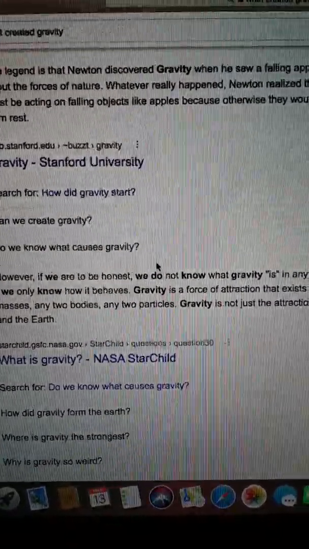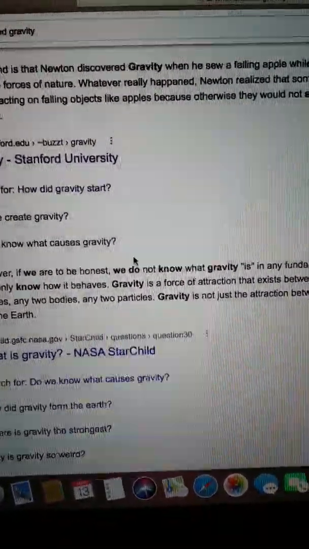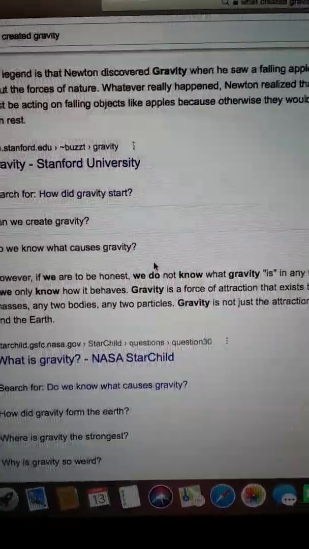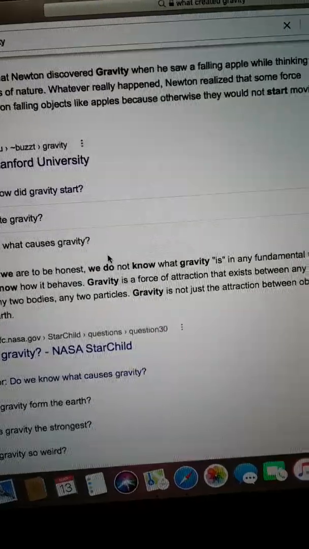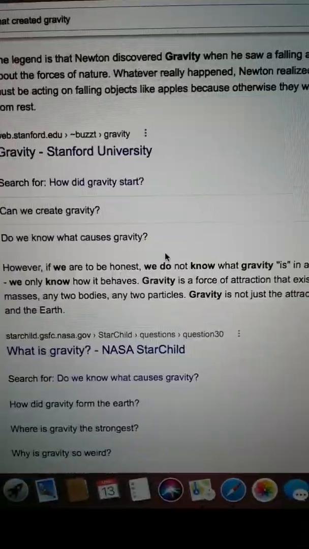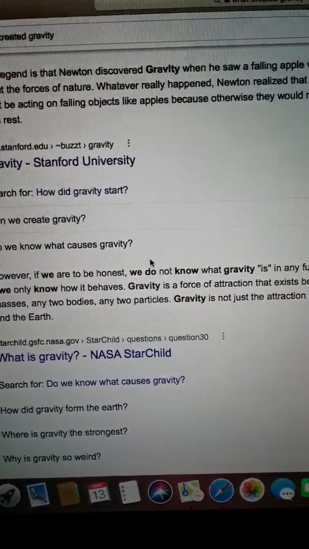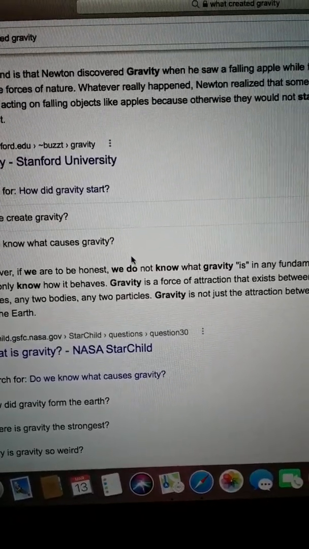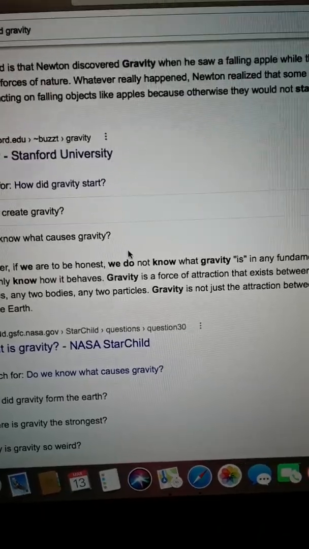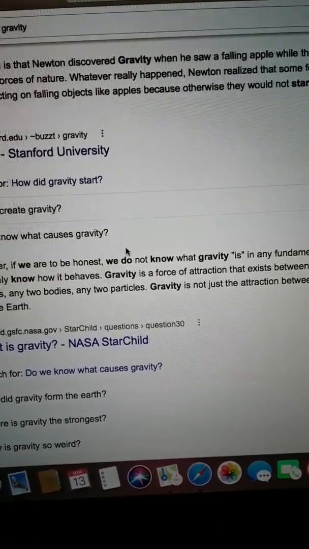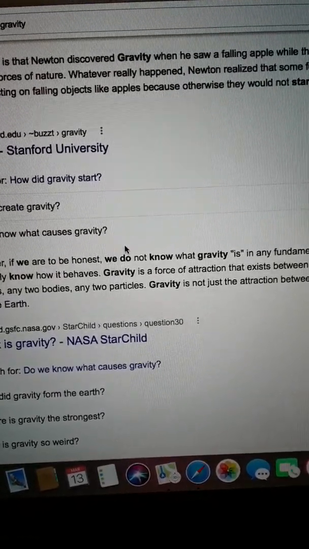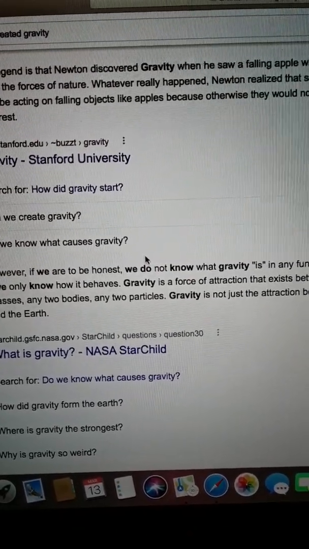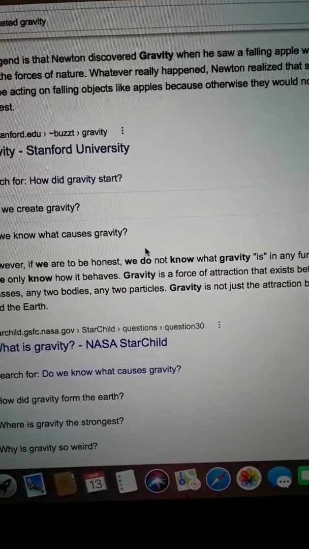Now, everything that they go on to say after "however, if we are to be honest, we do not know what gravity is in any fundamental way. We only know how it behaves." Anything you say after that, saying gravity is the force of attraction, is illogical, and it's a lie, because they just told you they don't know what it is. Okay? How can you say we only know how it behaves when you don't know what it is?